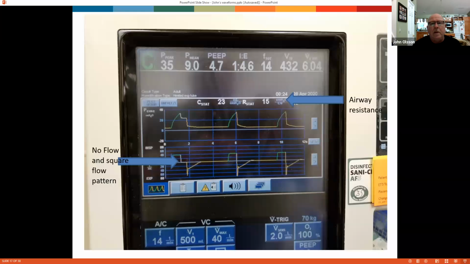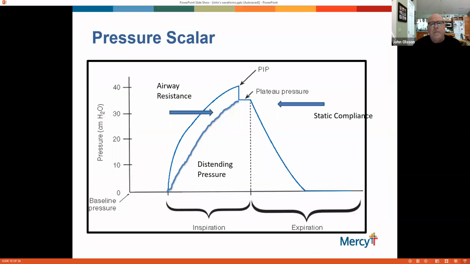So again, you've got to have it in the square waveform and no flow, so you can see the patient gets their breath and it delivers, and at this plateau right here, it has no flow, and then I can get my airway resistance. So my airway resistance is high for the test lung that I use.